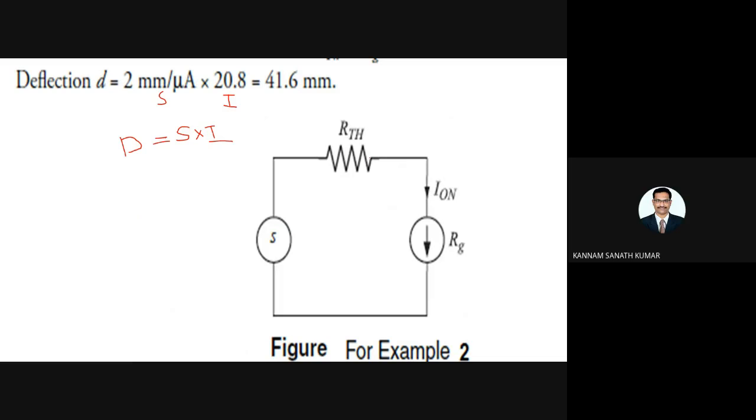And next you have to find out the galvanometer current, and from this formula, deflection equal to S into I. S is already given, so deflection equals the sensitivity into the galvanometer current. You can find it out like this.